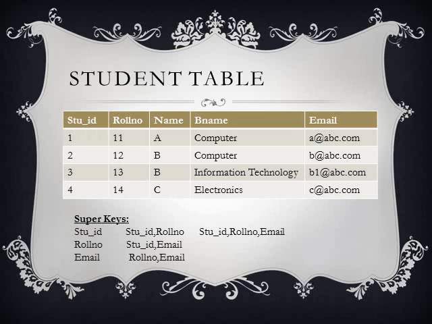In this example, student table, student ID, roll number, email, then combinations of them: student ID and roll number, student ID and email, roll number and email, and all three together, student ID, roll number, email, all are super keys, and there can be more as well. In simple words, an attribute or a set of attributes that can be used to identify a row of data in a table is a super key.